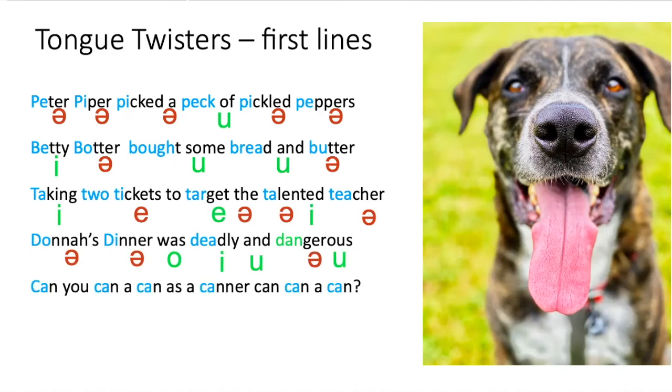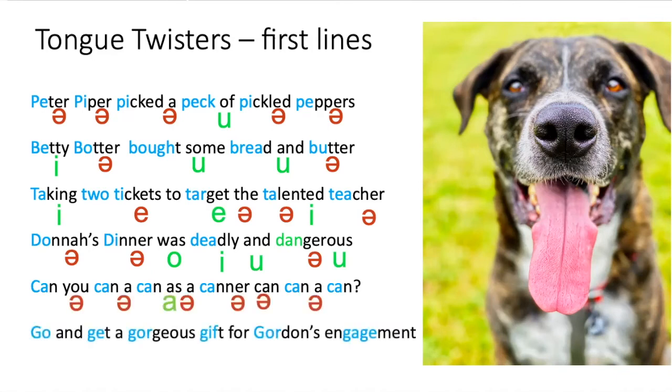Can you can a can as a canner can? Okay, so you've got your flow and you can get to it. Go and get a gorgeous gift for Gordon's engagement. Go and get a gorgeous gift for Gordon's engagement. See, it's a challenge, but there you go. No one's perfect. You can also get students to work on particular stop sounds and make their own sentences using it as best they can.